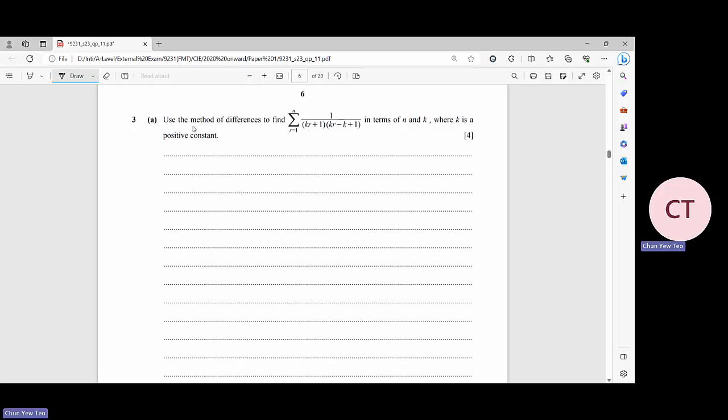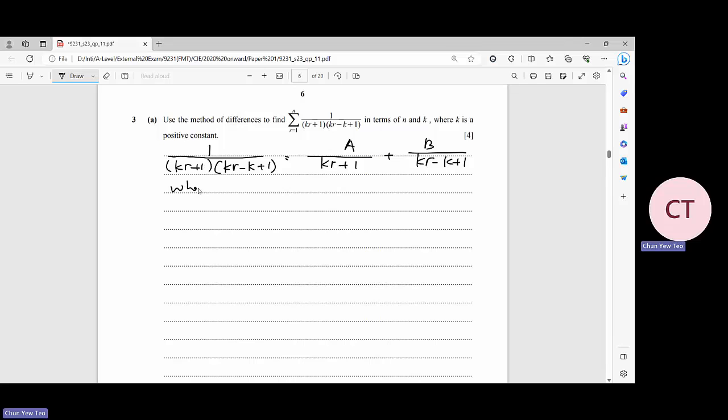Next, question number 3, part A. Use the method of differences to find the series of this in terms of n and k, where k is a positive constant. So what you need to do over here in order to use the method of differences, first of all, we can just treat this as partial fractions. We try to decompose them. Remember that k is a constant. So what you can do here is split them into A over kr plus 1 plus B over kr minus k plus 1.